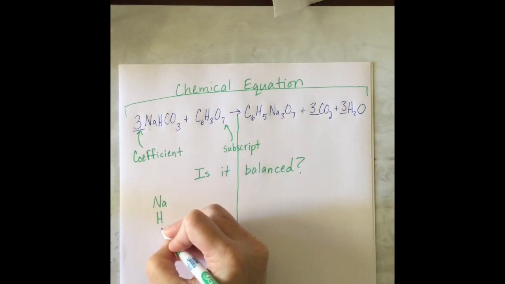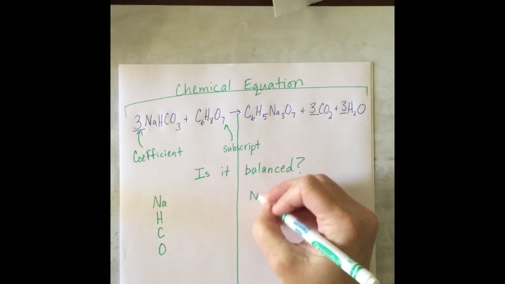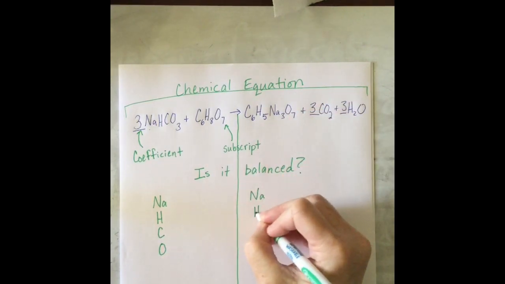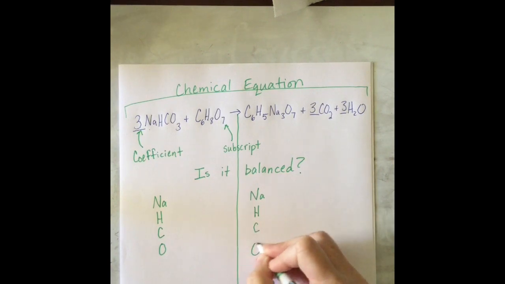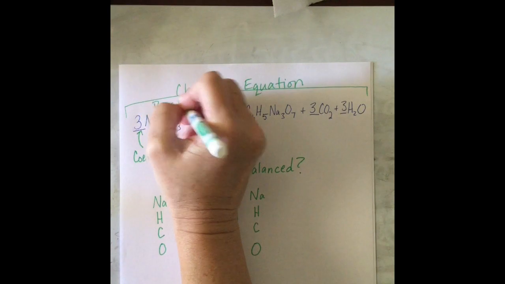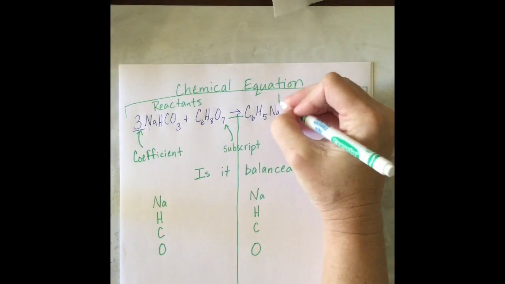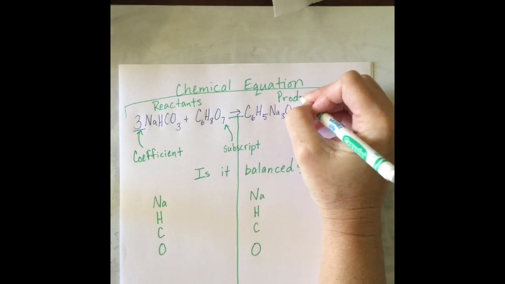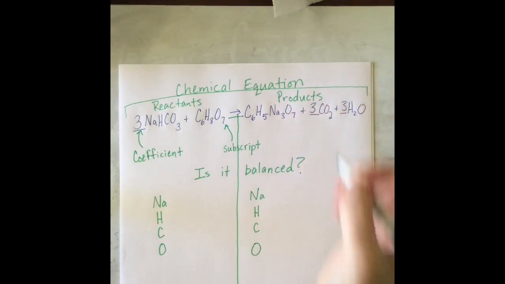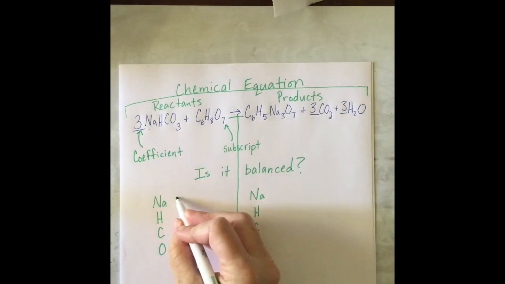So we're going to list our elements on each side before we count them. So we have sodium, hydrogen, carbon, and oxygen. So the reactants are always on the left side of the yield sign, and the products are on the right side. And remember, we call that arrow the yield sign because the reactants yield the products. Now we're going to count our atoms.